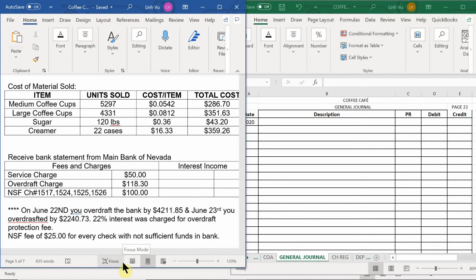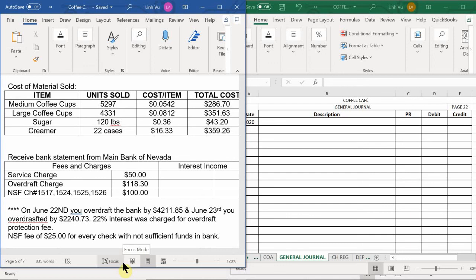Okay, so you are asking us to figure out the cost of materials sold. Do we have an account for that? That's a good question, do we? Yeah, it's under expenses. Good. Okay, so you give us medium coffee, large coffee, sugar, and creamer. Okay, so we have a cost for all that.